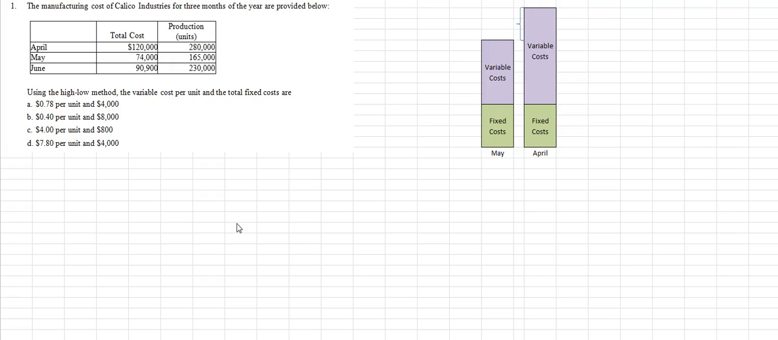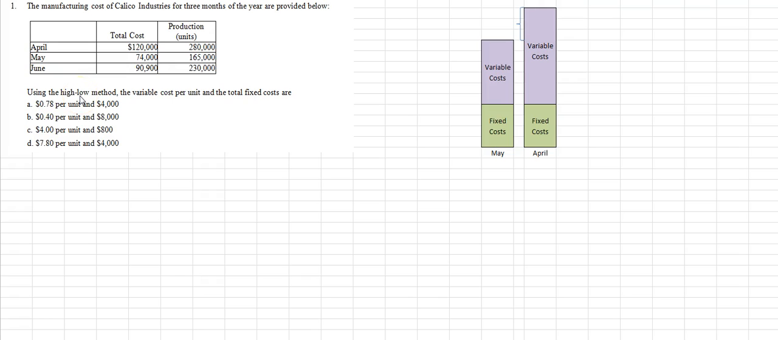It says the manufacturing cost of Calico Industries for 3 months of the year are provided. So here we have the 3 months, and here we have the total cost and the total units produced. And it says using the high-low method, the variable cost per unit and the total fixed costs are. So we need to find what the variable costs and fixed costs are using the high-low method. So the word high-low already gives you an indication of what you have to do.